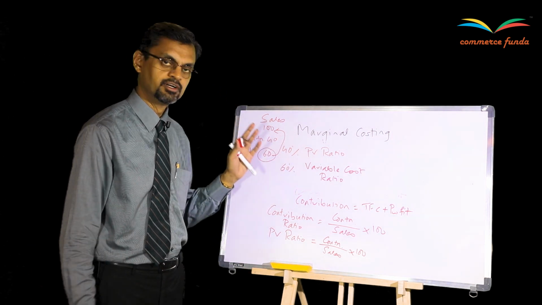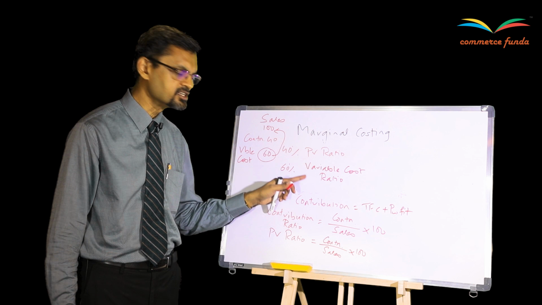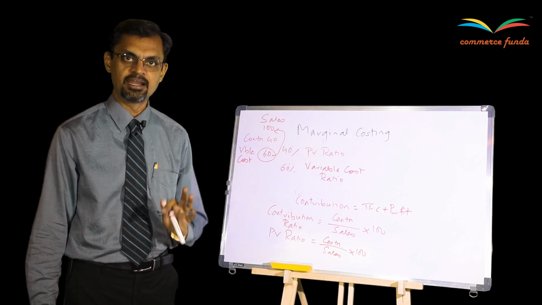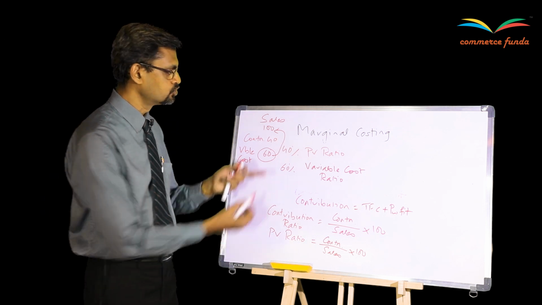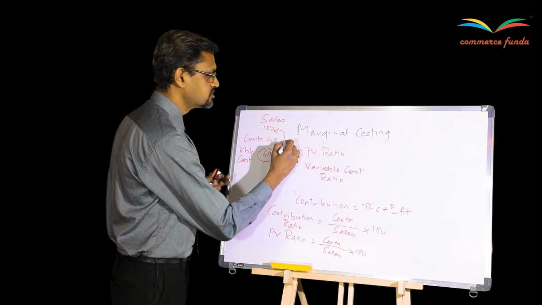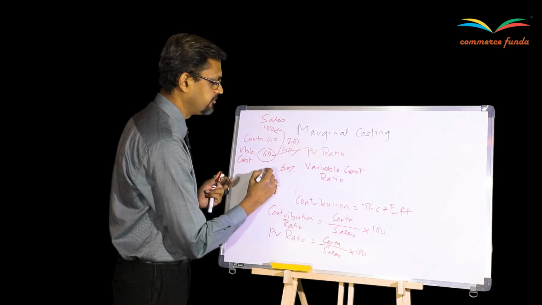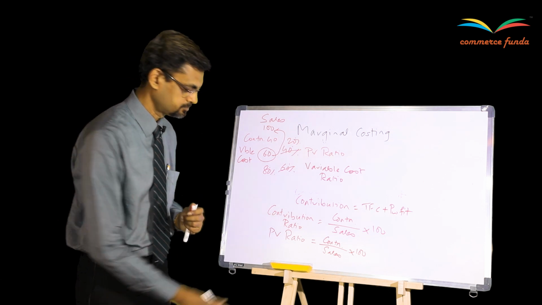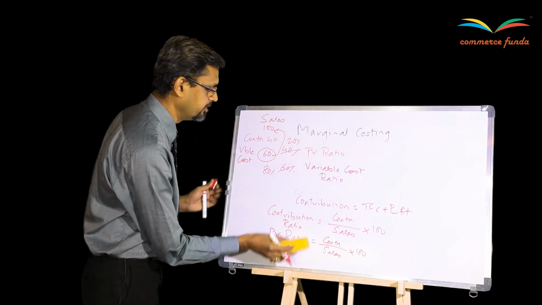Correct? So what we have learnt is PV ratio plus variable cost ratio should always be equal to 100%. Always. And 100% is nothing but 1. So 40% plus 60%, 100%. If I say my PV ratio is 20%, that means my variable cost ratio is 80%. Alright? So this is about your PV ratio.